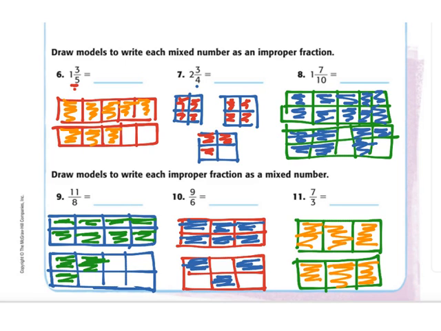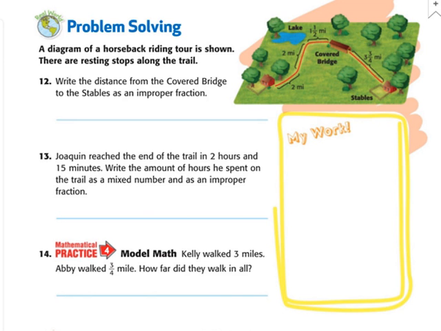Oh, I'm going to have to make another model because I don't have enough. And I'm going to put this one this way because I'm running out of room. 7. So 7/3. Okay. Problem solving. Now remember, if you missed it, go ahead and fix your answers, okay?